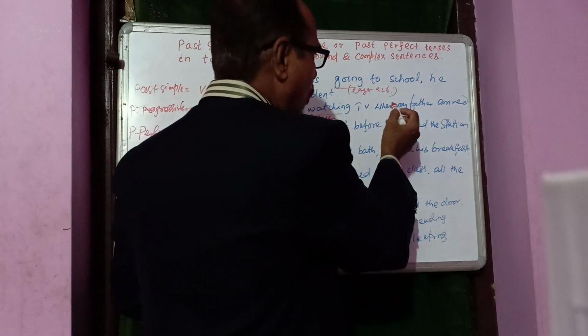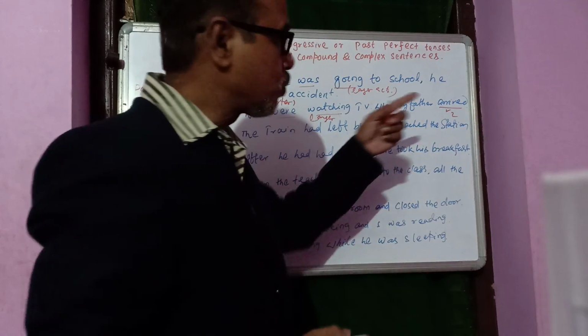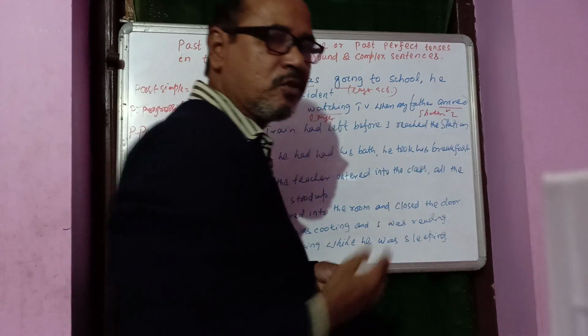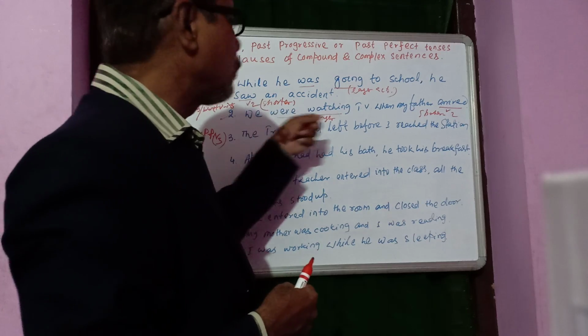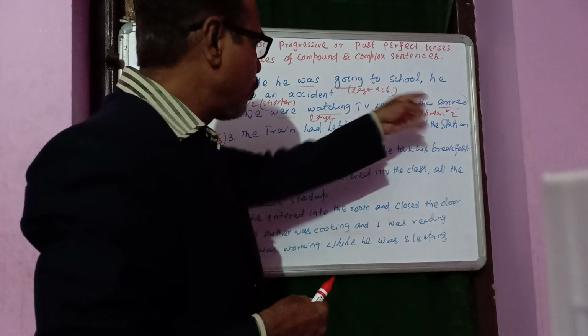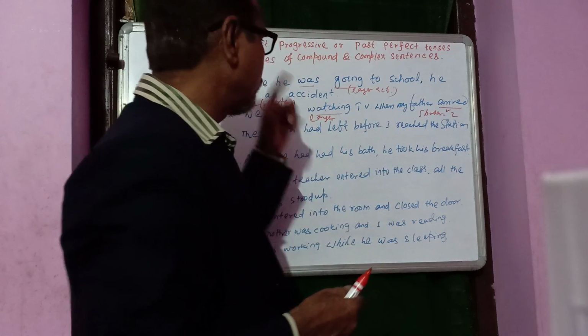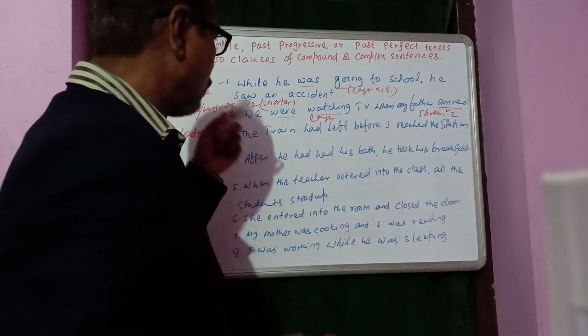Here we see, when my father arrived. This is V2. This is the shorter action. This action immediately happened in the middle of the continuing action in the first. Both actions are in the past, but one is the shorter action and the other is the longer action. I will make it clear.